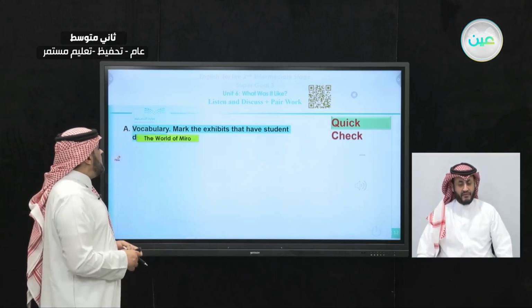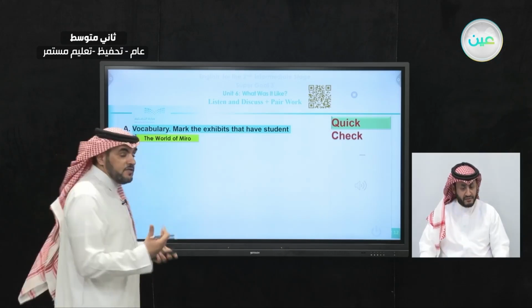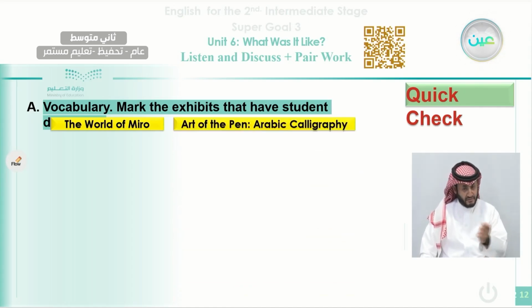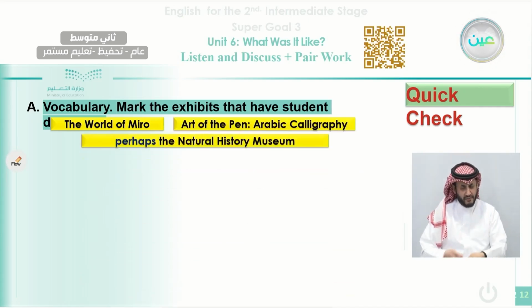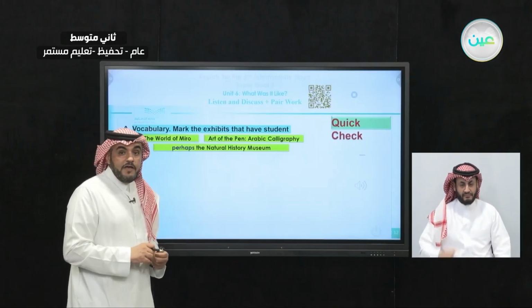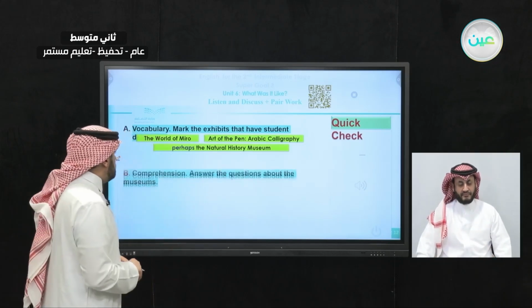Like the first one here, the World of Miro, the art exhibition that offers some discounts. Also, Art of the Pen, Arabic calligraphy, offers discounts for the students. And perhaps the Natural History Museum. It was not mentioned exactly if they offer a special discount. They specified some time for students when they said 11 a.m., but they did not say exactly if they offer a discount for students or not.